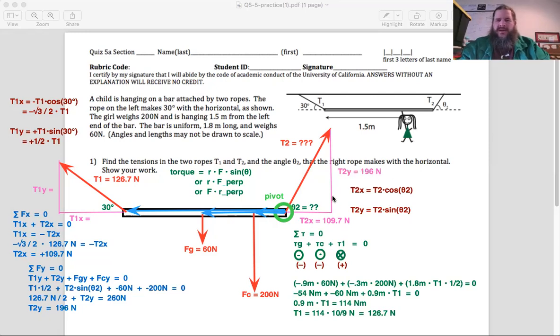And at this point, we now have the x component and y component of tension 2. So you can use inverse tangent to find the angle and Pythagorean theorem to find the magnitude as usual. And at that point, we have the strength of tension 1, the strength of tension 2, and the angle made by tension 2. Any other questions on that so far?